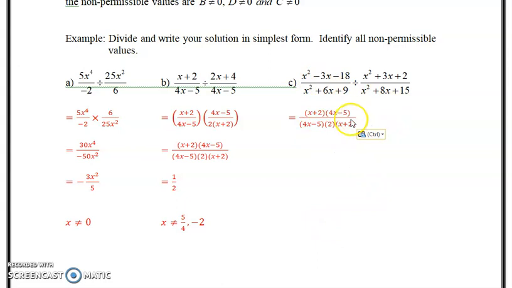I'm going to factor the first one for you. The first one is two numbers multiplied together to give us -18, added together to give us -3, and that would be -6 and +3. Again, what you're seeing on your screen is from the previous question. And the denominator is a perfect square trinomial, so it's going to be x plus 3 and x plus 3.